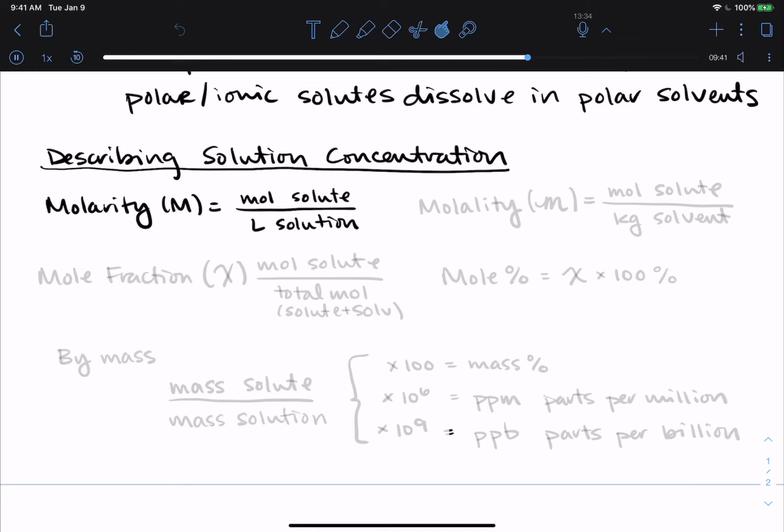Another concentration unit is molality. We use this lowercase, like cursive, I just call it lowercase fancy m, for the symbol for molality. And molality is moles of solute divided by kilograms of solvent. So here's the thing.